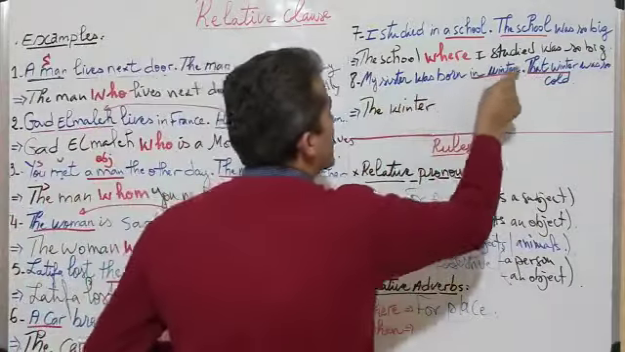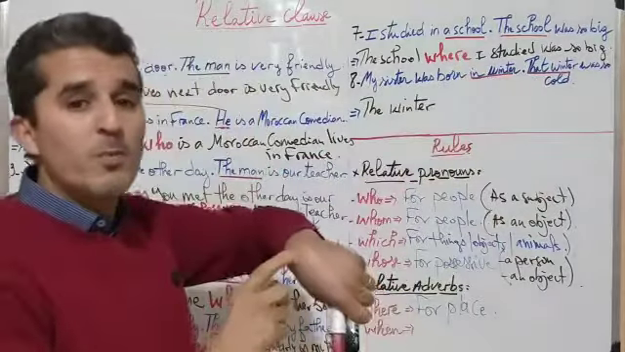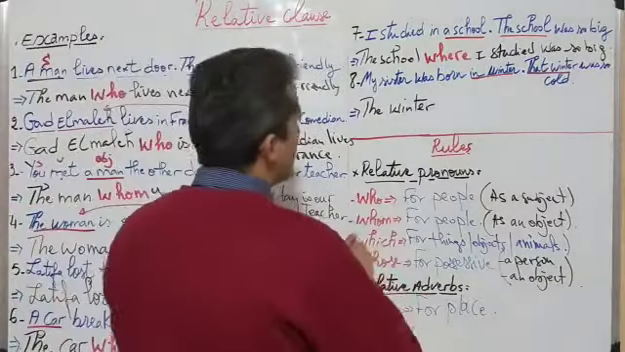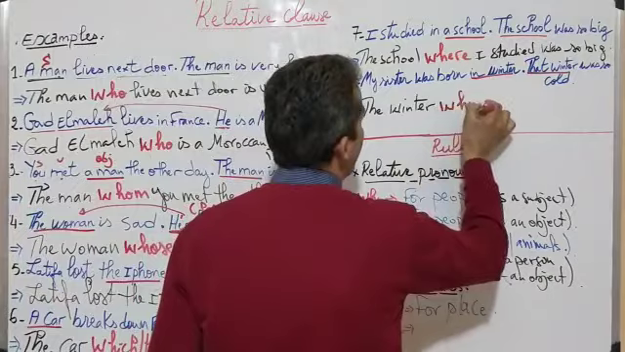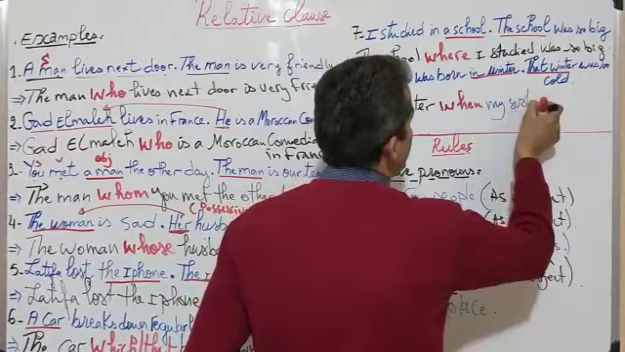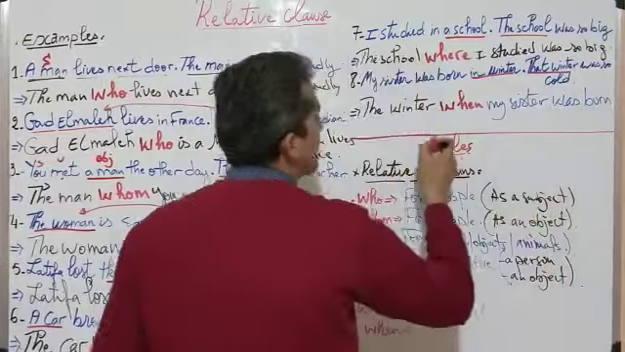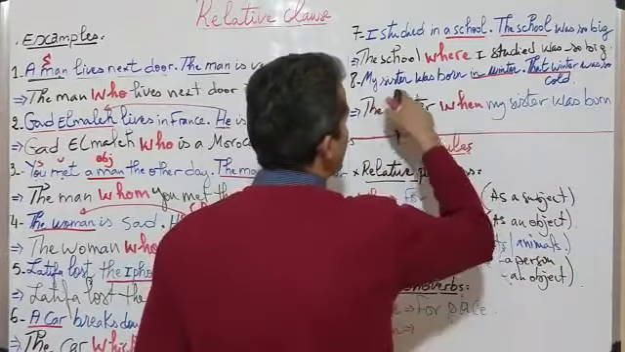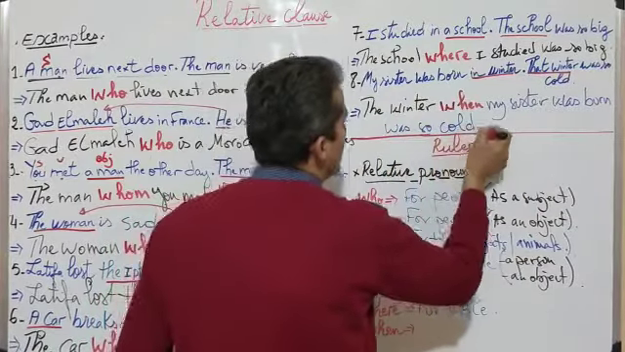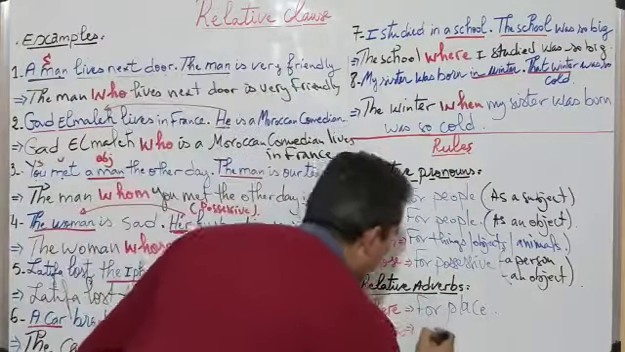My sister was born in winter. So winter here, it's a season. So it refers to what? To something that we'll talk about at time. So we say the winter when my sister was born was so cold. So here you can say that the winter, the when, it is used for time.